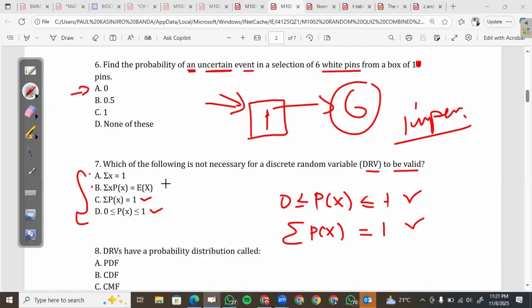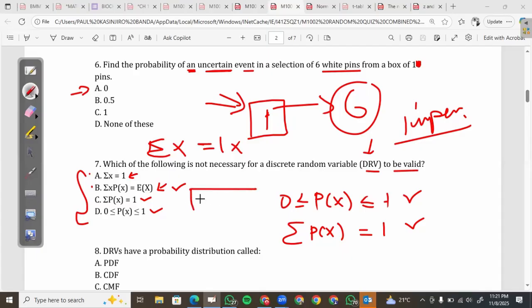So this one here is just the formula for finding the mean under a discrete random variable. You say the summation, and then you multiply each of those probabilities by its x. So this can also be considered as something that has to hold for this discrete random variable to be valid. But for the first one, they're saying the summation of all the x values should be equal to 1. This one here is false.